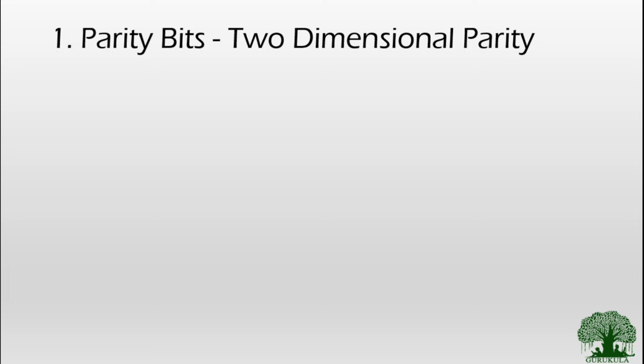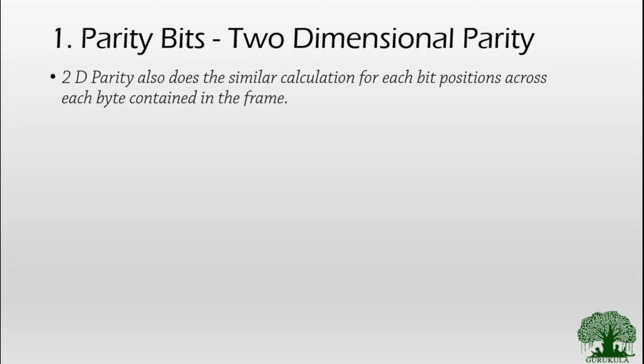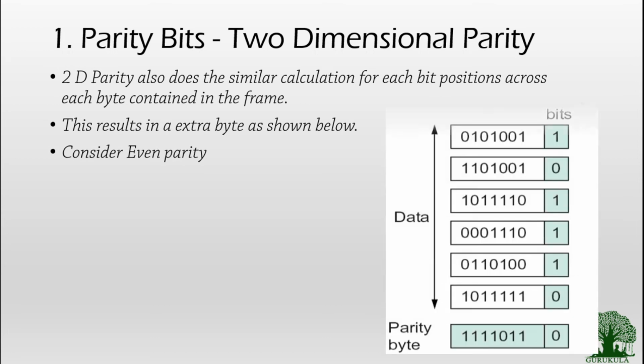And whereas here in two dimensional parity, the concept remains the same, but instead of adding a parity bit for only one particular block of data, we will be adding parity bits in two dimensions. One is in the row. As you could see, whatever data I want to transmit, I will arrange it in row and column fashion, and then for each and every row I will add a parity bit.